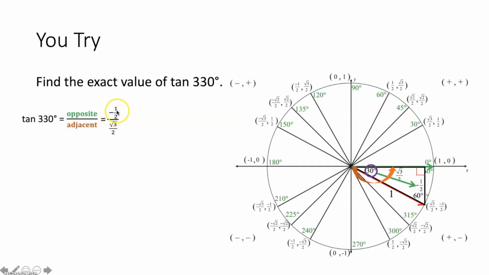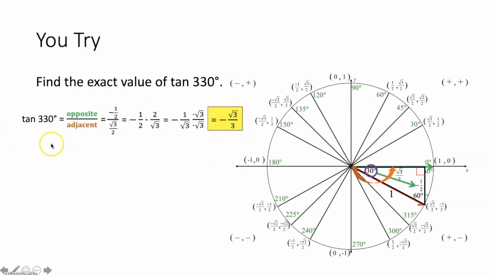Now we simplify negative 1/2 over rad 3 over 2. That's the same thing as negative 1/2 divided by rad 3 over 2, which is the same thing as negative 1/2 times the reciprocal of rad 3 over 2, which is 2 over rad 3. We then multiply the numerators and denominators together, and we can't leave a radical in the denominator, so we multiply the numerator and denominator by rad 3, and we end up getting negative rad 3 over rad 9, which is negative rad 3 over 3. So we have found that the tangent of 330 degrees is negative rad 3 over 3.